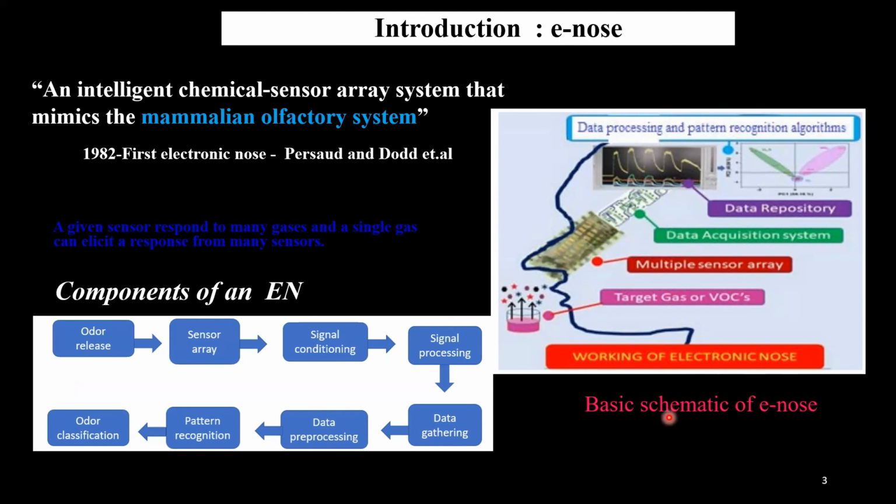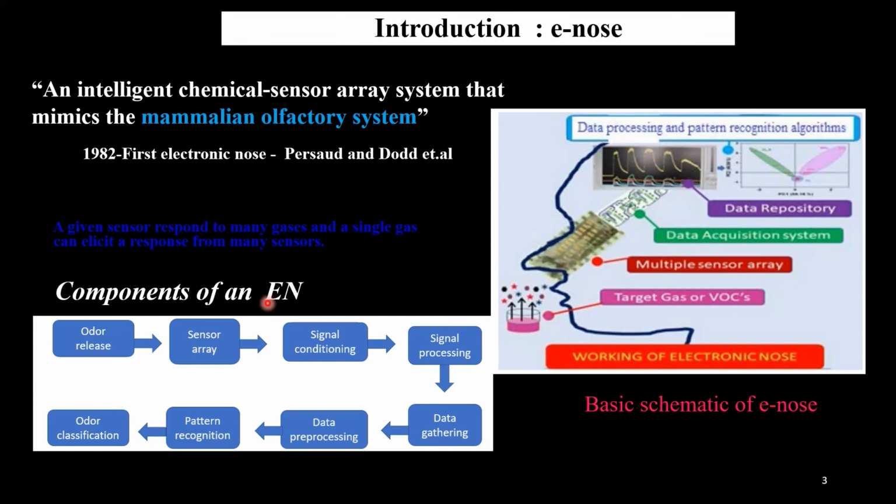You can see here the basic schematic representation of the electronic nose. When the odor or gas comes into the picture, it will interact with the multiple sensor array. From the multiple sensor array, data acquisition will get the information and create a data repository. Once you get the data repository, you can go for data processing and pattern recognition algorithm. The pattern recognition algorithm will tell you the result, where you can qualify or quantify the gases or odor which interacted with the sensor material.